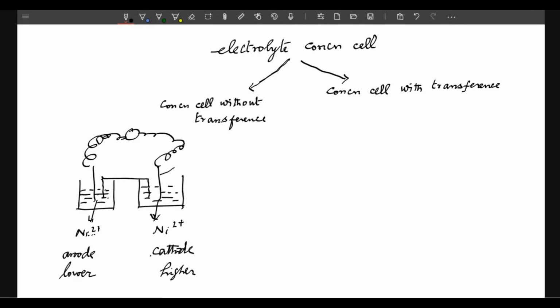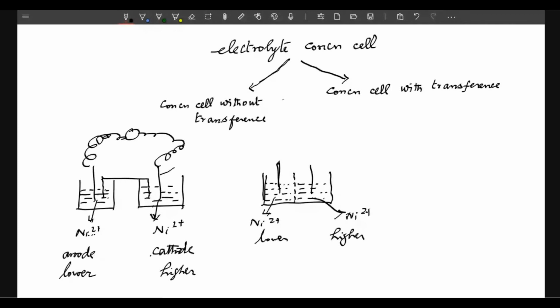The same cell can be represented in another way, by separating these two solutions by means of a porous partition or porous glass. Now we are getting this in this way. Here the pure nickel, and it is nickel 2 plus. Here also nickel 2 plus, with lower concentration here, and higher concentration there.